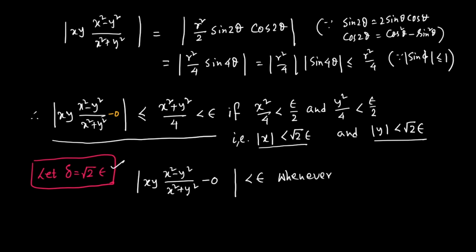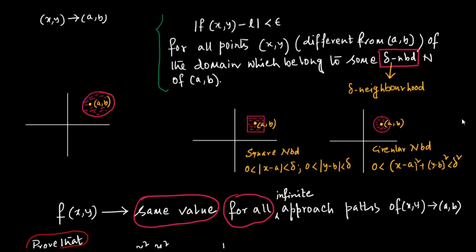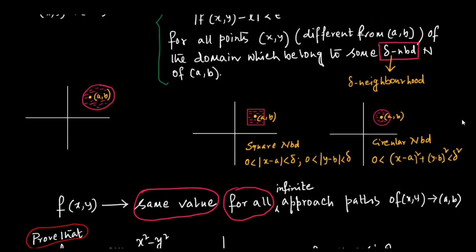Now, as per our supposition, root 2 epsilon is delta. So I can write mod x less than delta. Now, mod x is the same as mod of x minus 0. And the other one gives me similarly mod of y minus 0 less than delta. Now, what is this, mod of x minus 0 less than delta, mod of y minus 0 less than delta? If I look at the earlier examples, here a is 0.